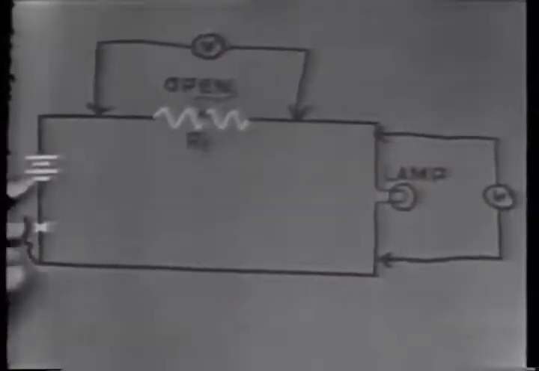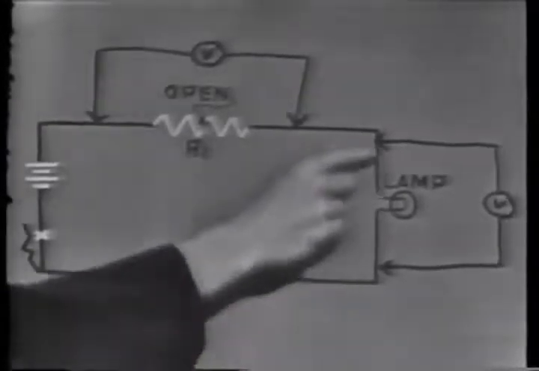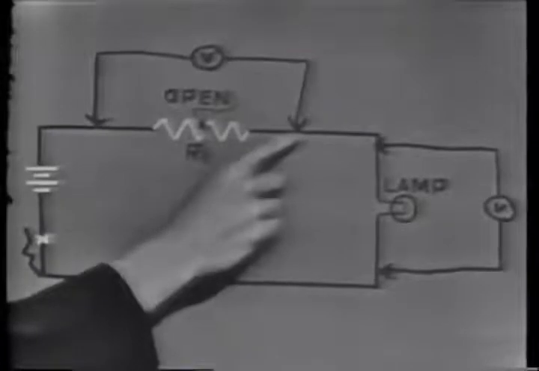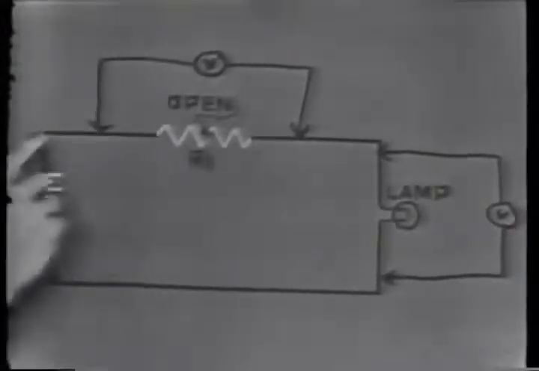Current will flow from the negative terminal of the battery through the lamp up to the right lead of the voltmeter, then through the voltmeter and to the positive side of the battery.